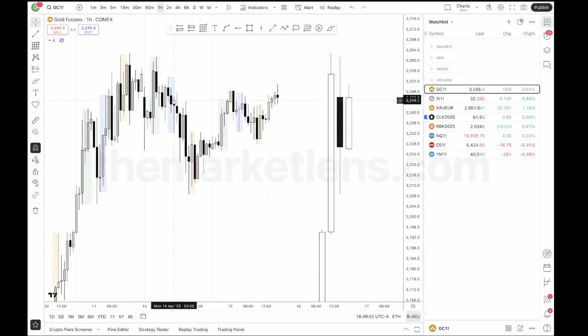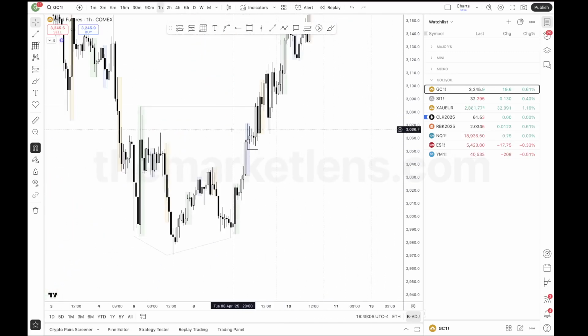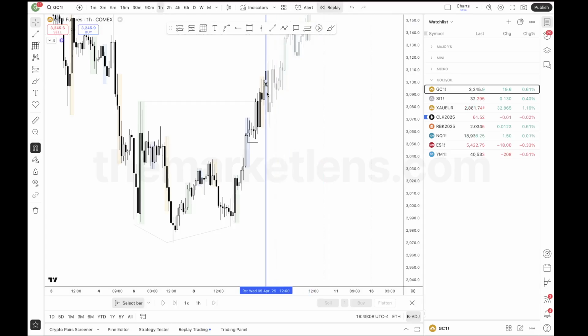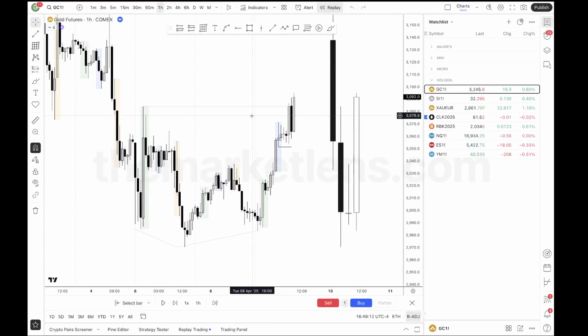This has been happening a lot in gold lately. Even something like this, I know some people sold this or something. This is another one that's pretty easy to avoid. So look here.